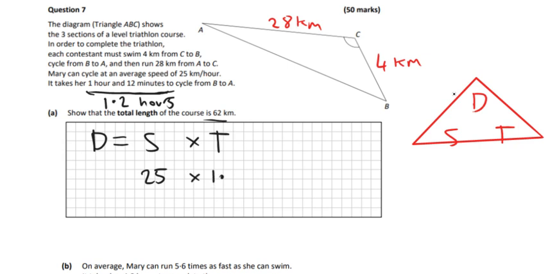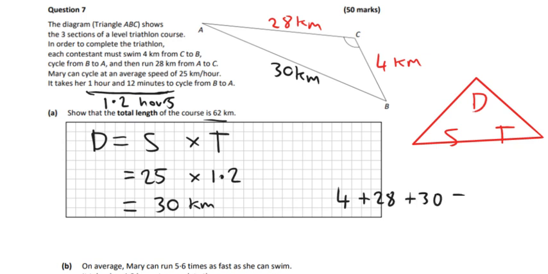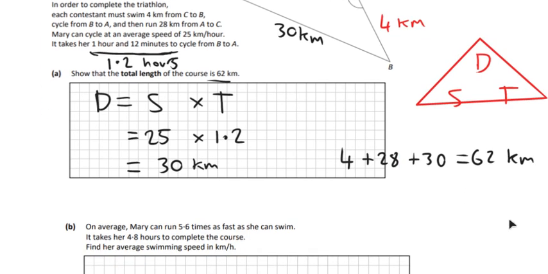So if we do 25 multiplied by 1.2, that is 30. So 30 kilometers. So that's what's missing there then, 30 kilometers. That's the length of the cycle. And then if you add the three things together there then, so 4 plus 28 plus 30, that will give you 62 kilometers. So that's shown.